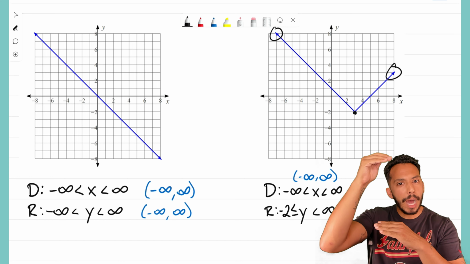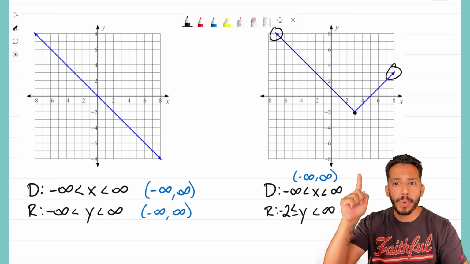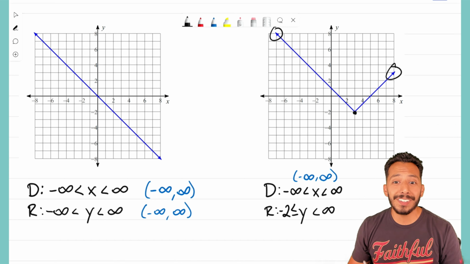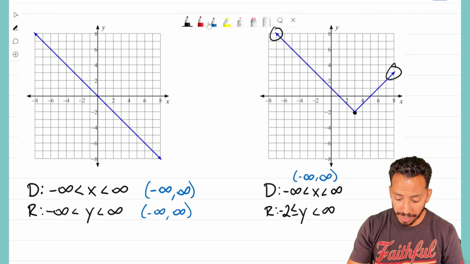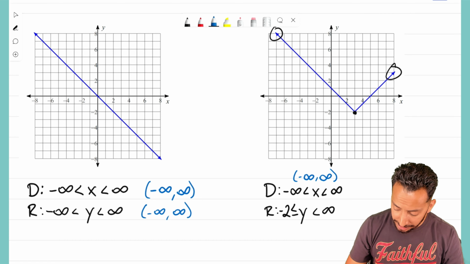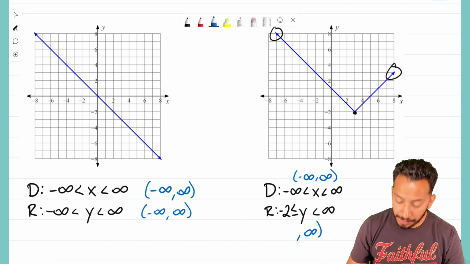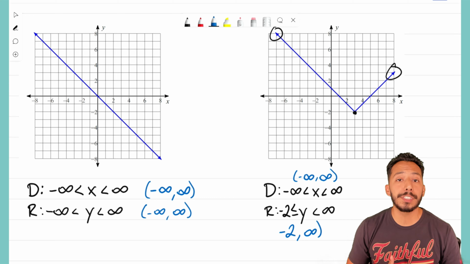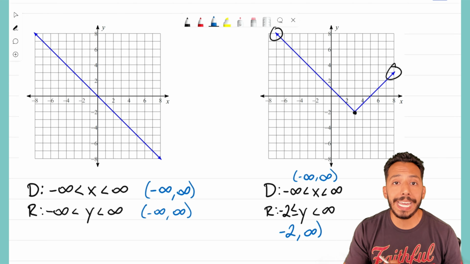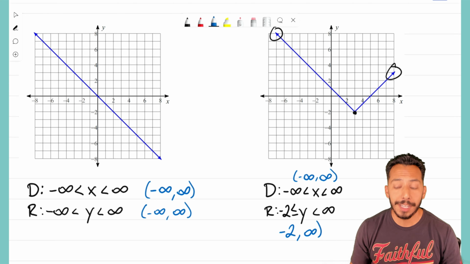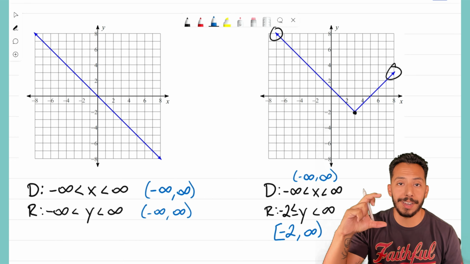Range is always how high, how low. The lowest point, it doesn't get any lower than -2. That's why this is our range. And let's go ahead and do our set notation. Our right bound is still going to be positive infinity. The left bound, it would be -2. And since we're including -2 and it has that equal sign, we would say the set notation is going to have that hard bracket there.